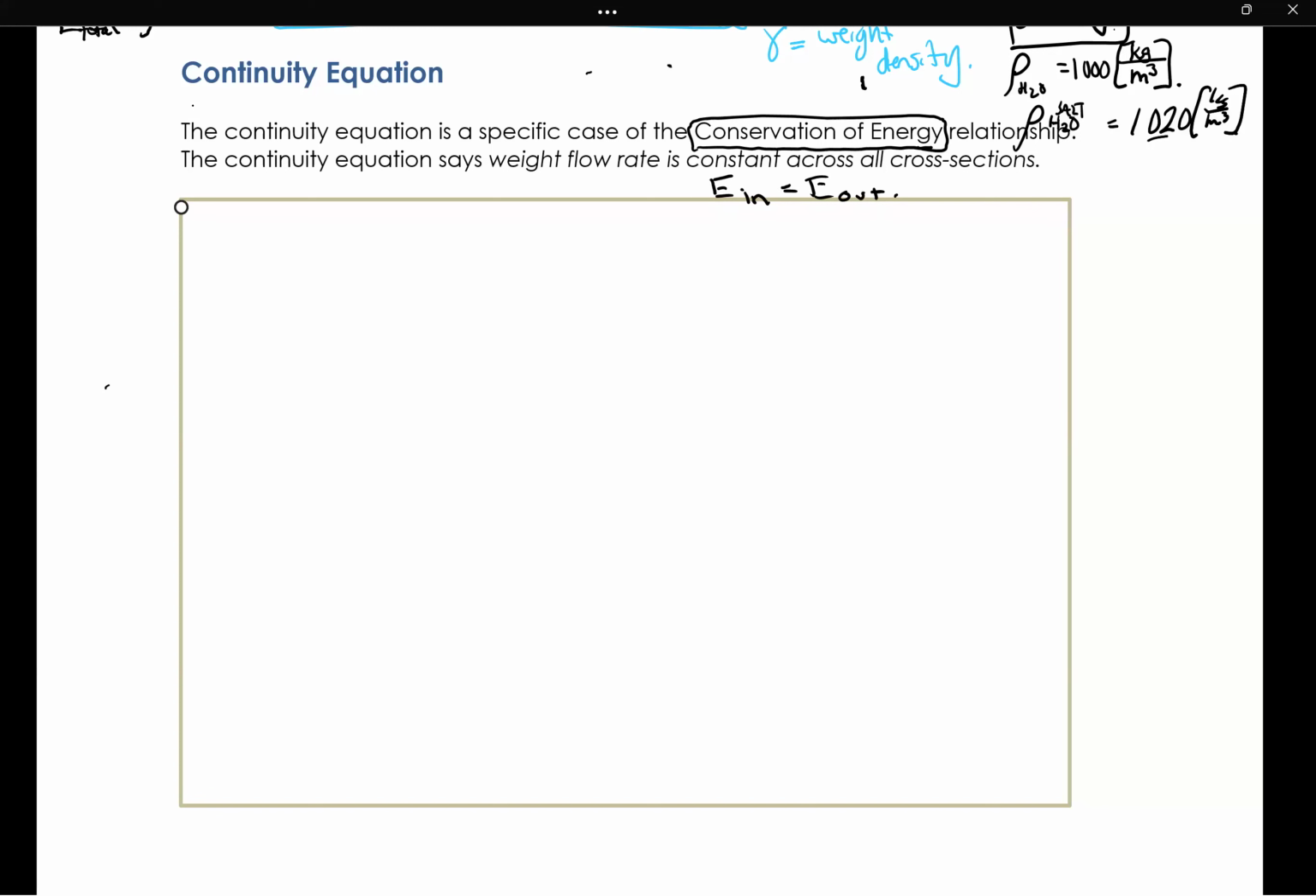The continuity equation says that the weight flow rate is constant across all sections. So we took the conservation of energy equation and we crossed out everything except for weight flow rate, which we usually call Q. So let's take a look at the situation that I'm talking about. I'm talking about a situation where there is fluid flowing in a pipe of diameter D1, and then the same amount of fluid goes through a pipe of diameter D2.